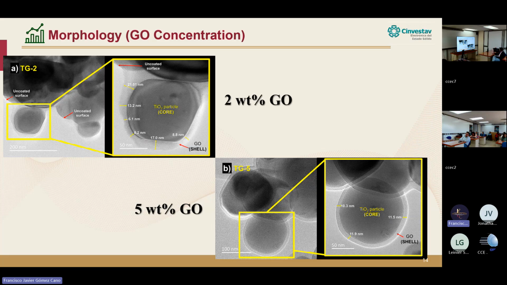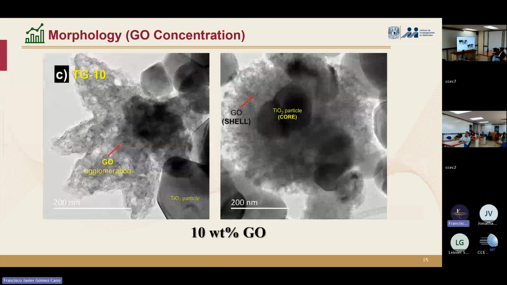When graphene oxide concentration increases, we can see a clear transformation, and now the particle is totally covered with graphene oxide. For example, when we increase the concentration to 10%, we can observe agglomeration of graphene oxide, and the core-shell structure is not as defined compared to the first two examples.